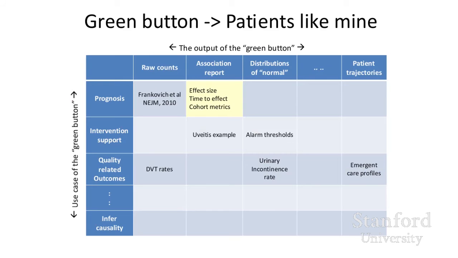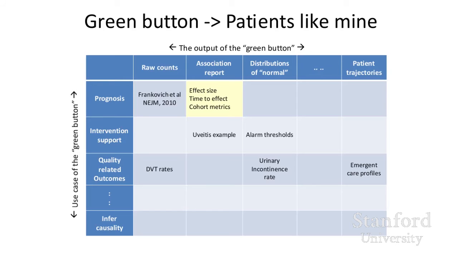That's what Jennifer Frankowitz used in 2010. Or you can have an association report, which is what I showed you a little mock-up of 2-3 slides ago, which just shows you the effect size and the time to effect and what's the underlying cohort and so on. You can use the output to support an intervention, and I actually showed you an example of that, the Uveitis example. You can use that to figure out who should see their eye doctor and schedule an eye appointment. You don't need FDA approval for that. And then you can use it for other operational things, such as examining outcomes that are related to the quality of care. And I'll actually show you one example of that around DVT rates and urinary incontinence.